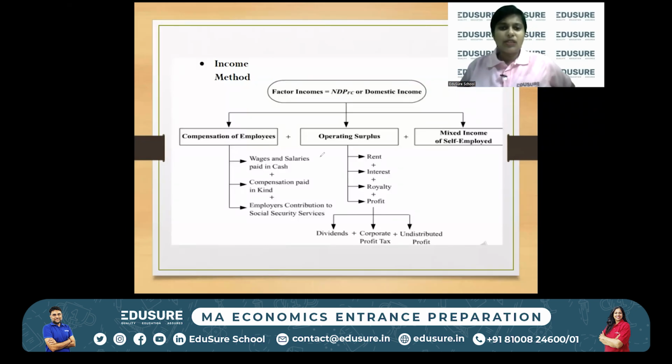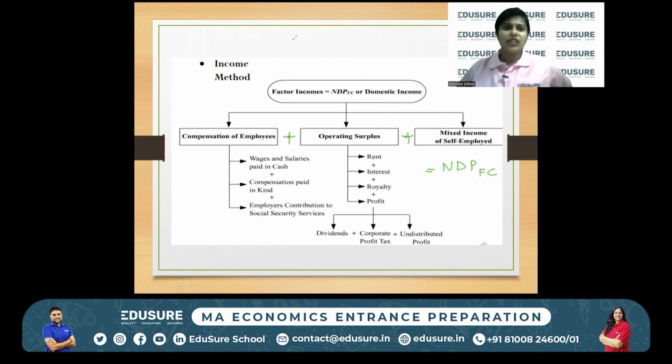All right. So this is the summary of the income method. It's pretty simple. You add compensation of employees, you add operating surplus, you add mixed income of self-employed. Compensation of employees has three components: wages in cash, wages in kind, and employer's contribution to social security. Operating surplus is rent, interest, royalty as part of rent, and profit, where profit is divided into dividend, corporate tax, and undistributed profit. And mixed income of self-employed is just one figure, which is the mixed income of a self-employed person. We take all of these and we add, and what do we get? The sum of all of this is NDP at FC.